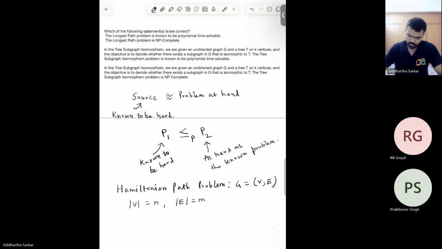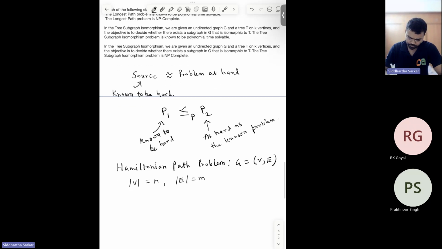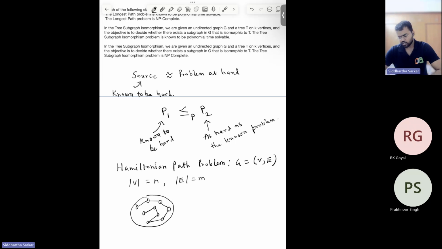Okay. So what I'm saying is the following. So you have a graph. You start from a vertex and you are drawing a path. You are tracing out a path. You don't want to reuse a vertex. And then you want to touch every vertex. Okay. So can you compute such a path? That is the question.